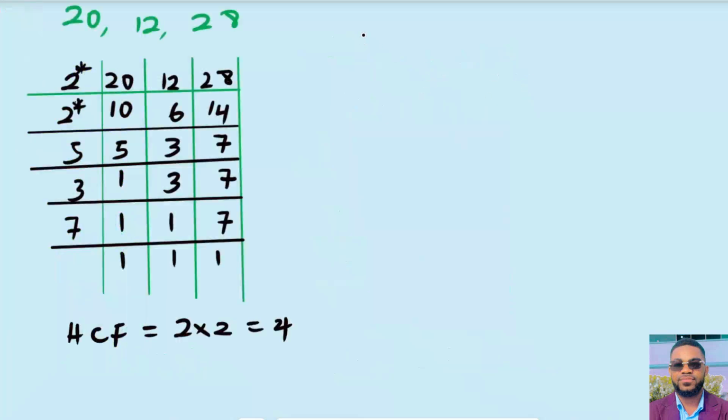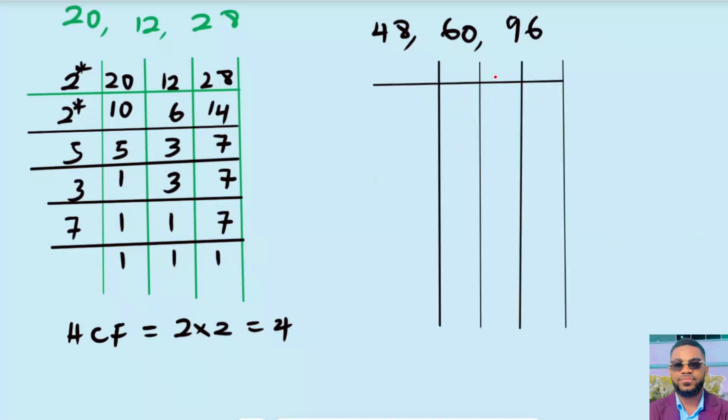Let's find the highest common factor of 48, 60, 96. So let me get my table. So I have my table ready. So you have 48 here, you have 60, and that of 96. So let's use 3 here. 3 goes into 48, that's going to be 16. Goes into 60, that's going to be 20. And here 96, we have 32. So let's simplify. But before we simplify, we should know that 3 was able to go into all the numbers, so you have to highlight it.